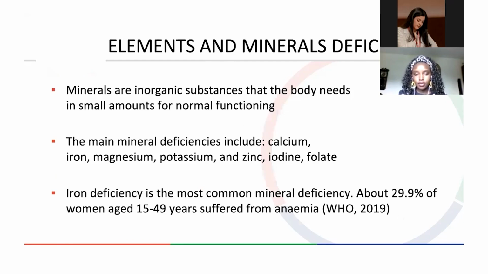So for elements and minerals, we mainly have minerals as inorganic substances that the body needs in very small amounts to be able to function in a normal way. And the main ones include calcium, iron, magnesium, potassium, zinc, iodine, and folate. Of all the minerals, the most common deficiency happens to be iron deficiency, which leads to anemia in most cases. And according to the WHO statistics, in 2019, at least 29.9% of women of childbearing age did suffer from anemia.